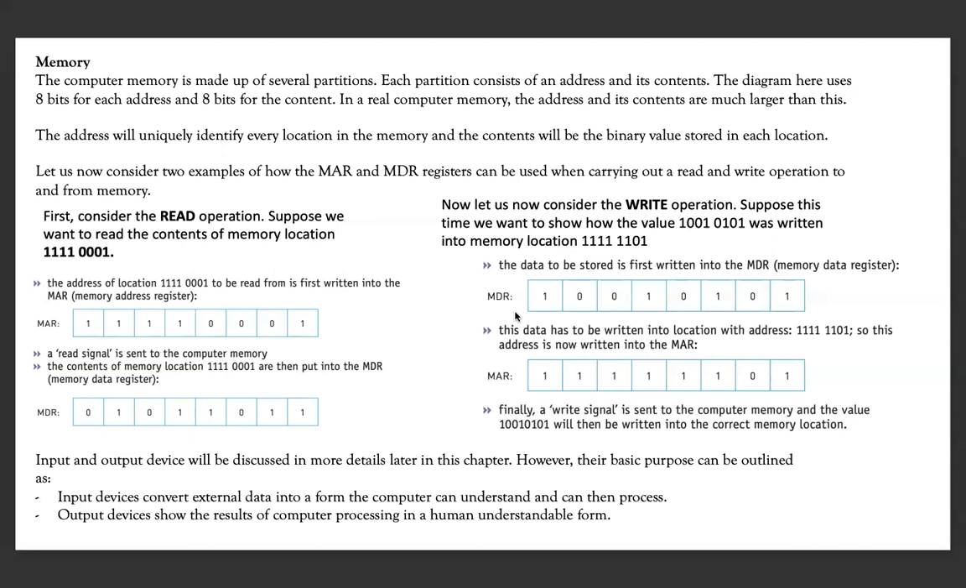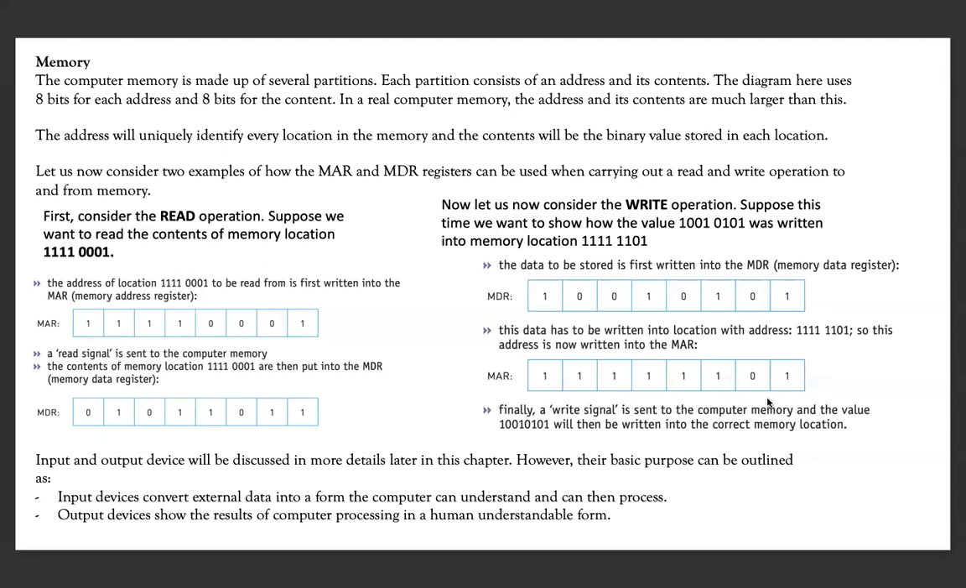So again, going back to the definition of MAR, where data is about to be read from, or where data is about to be written to. So now I'm writing data somewhere in this location. In that case, MAR will have that address where data is to be written. The memory location where I want to write data will now be placed in the MAR.